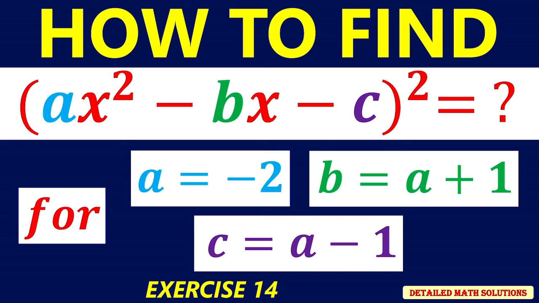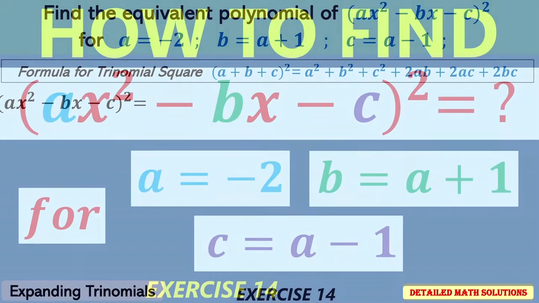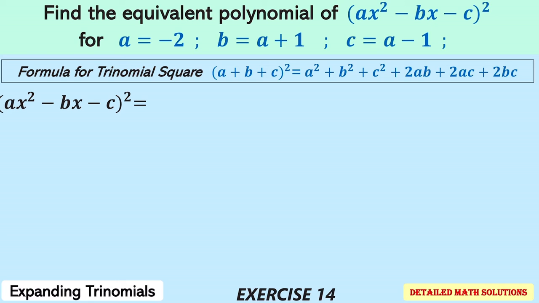In this video, I'm going to write step by step how to find the equivalent polynomial of the trinomial square displayed on the screen for given values of a, b, and c. Find the equivalent polynomial of (ax² − bx − c)² for a = -2, b = a + 1, and c = a − 1.